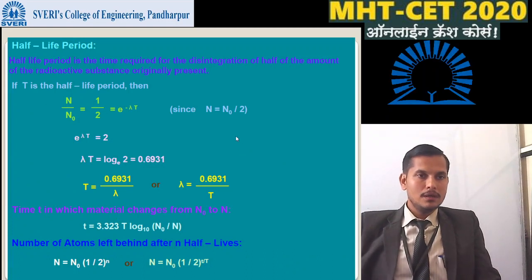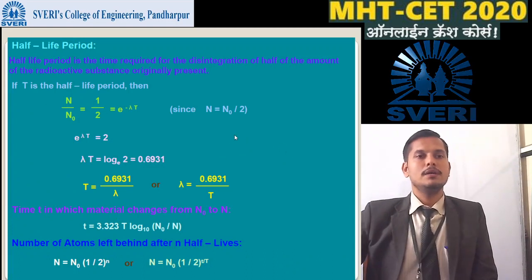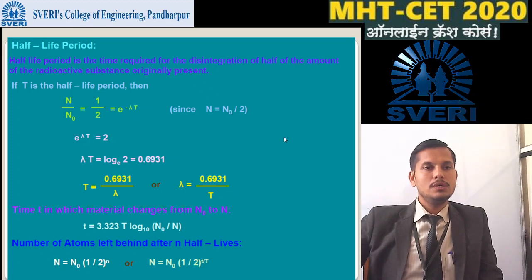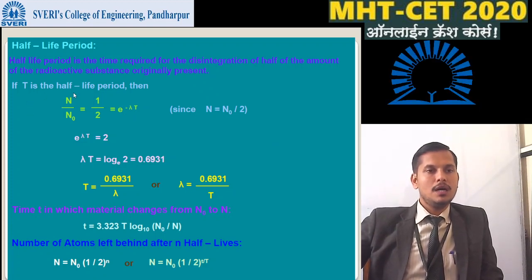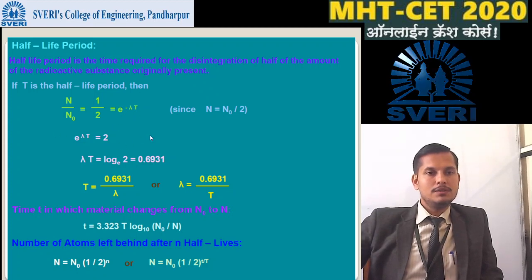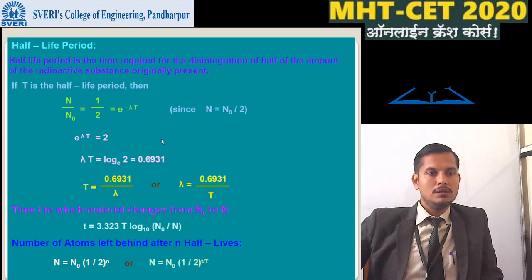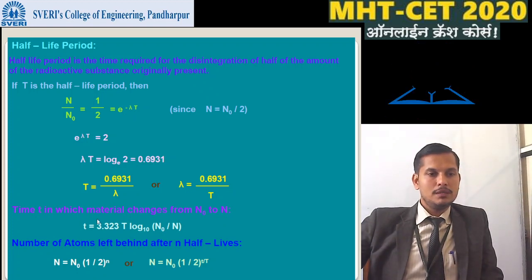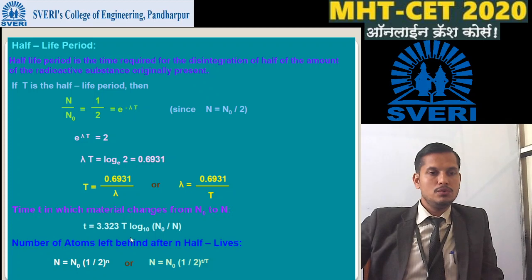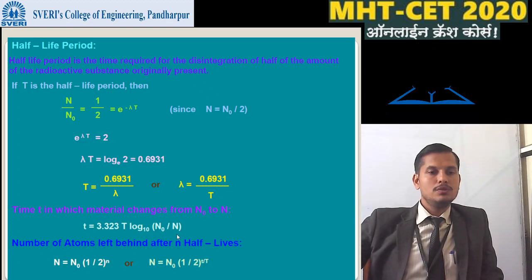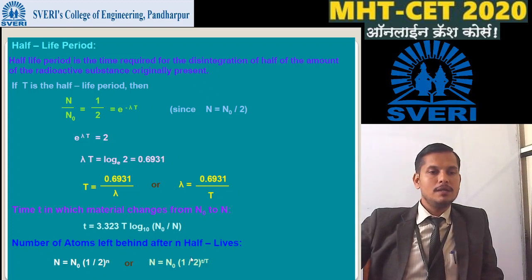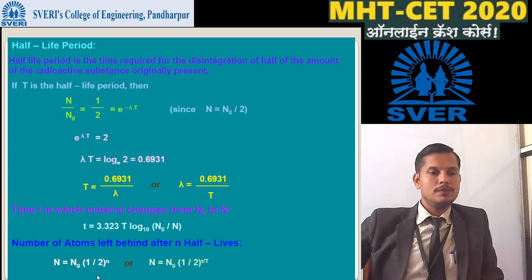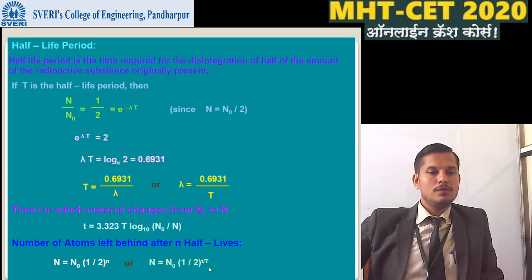Then the half-life period, how can we check this? The half-life period is the time required for the disintegration of half of the amount of radioactive substance originally present. That is, if T is the half-life period, then we can determine this by the equation as we have discussed. The time t in which material changes from N0 to N is given by t is equal to 3.323 T log to the base 10 of N0 by N. The number of atoms left behind after n half-lives is given by N is equal to N0 into 1 by 2 raised to n, or N is equal to N0 into 1 by 2 raised to t by T.